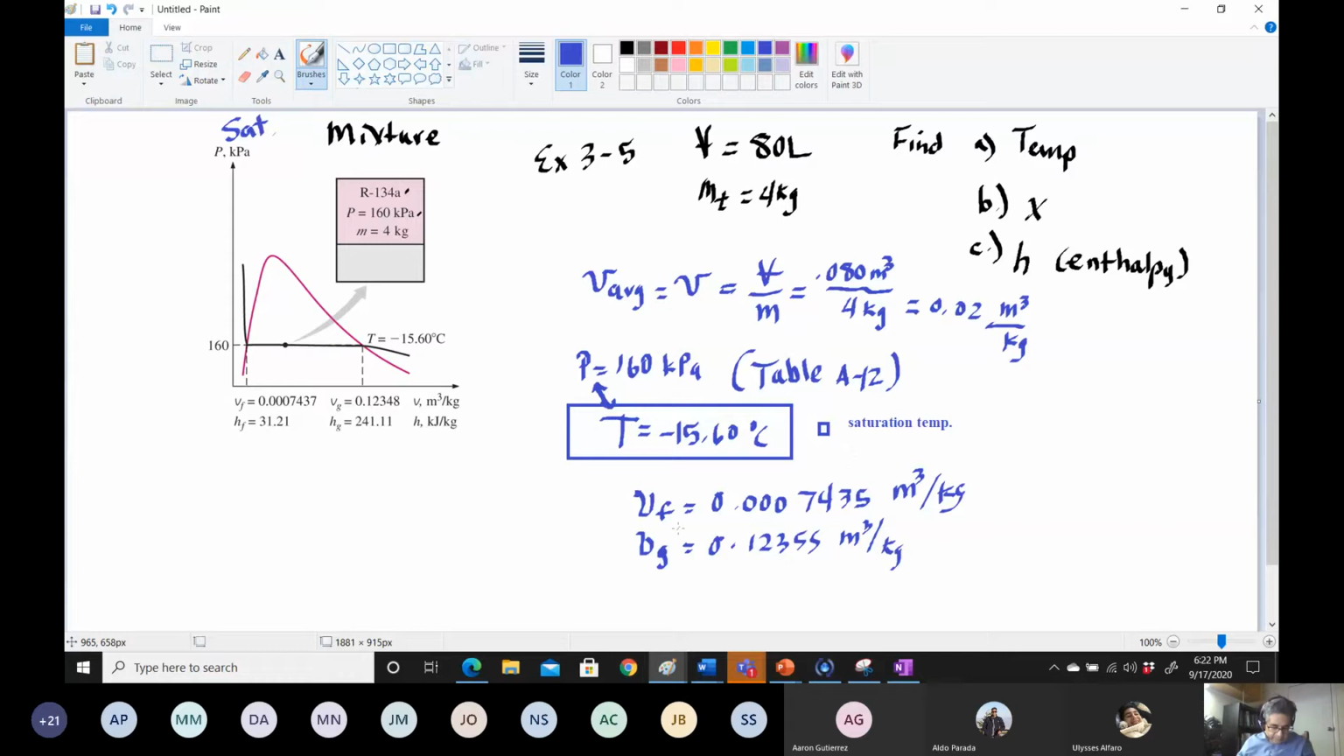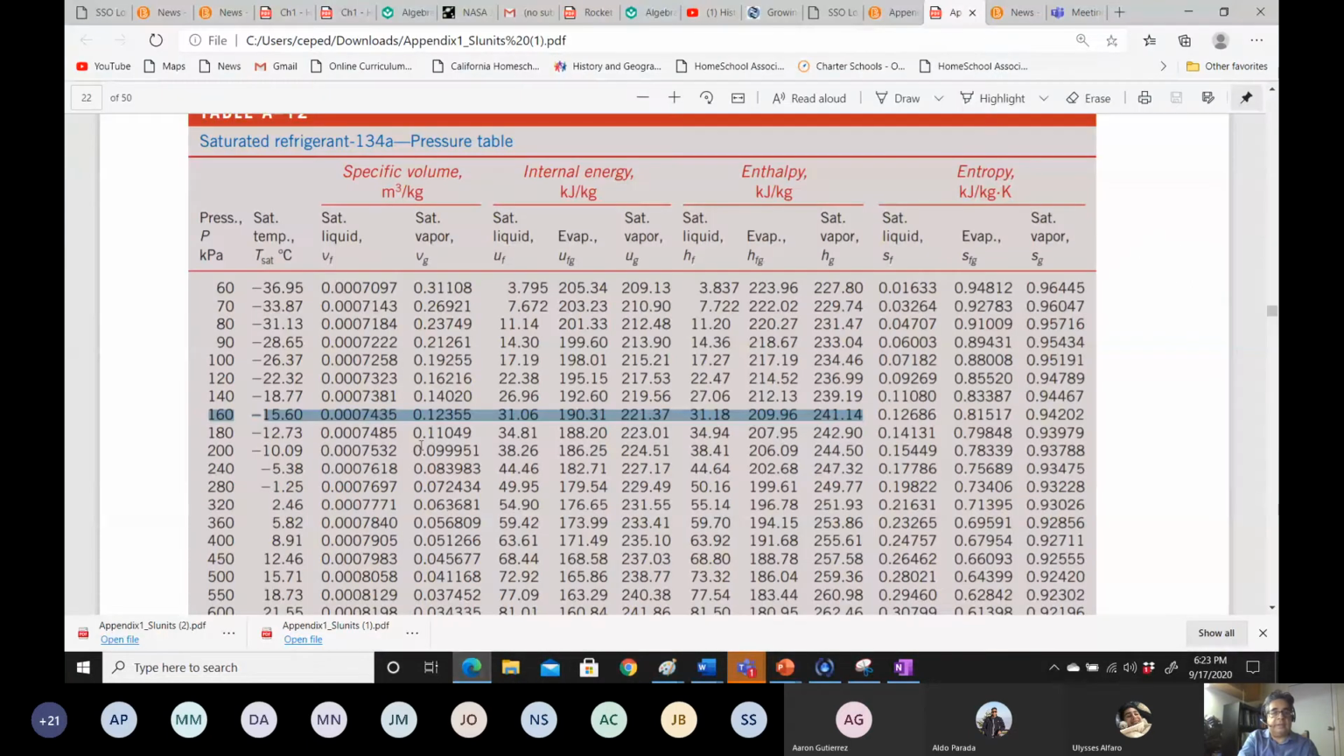All right, so the other thing is we need to find v sub fg. You can calculate it: it's v sub g minus v sub f. Sometimes it's given to you in a table, so let's see if it's in the table. Just want to show you. In this case, it's not.